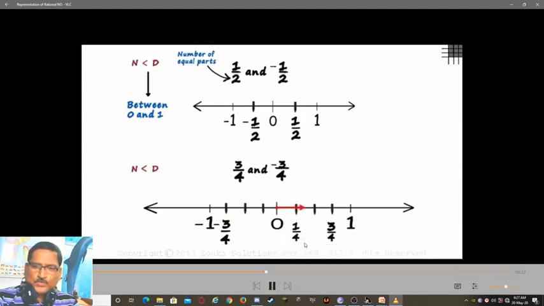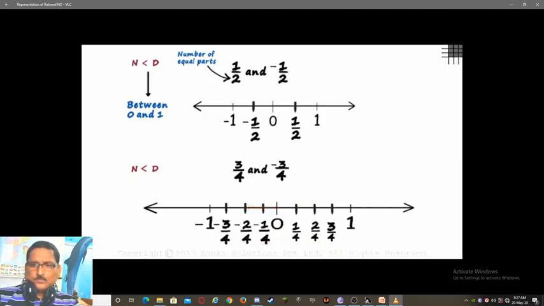Since these are small divisions, we mark 2 by 4 here. Similarly, we can plot minus 1 by 4 and minus 2 by 4 here. This was just for your understanding, and you don't need to mark all the points if you're asked to mark just 3 by 4 and minus 3 by 4.